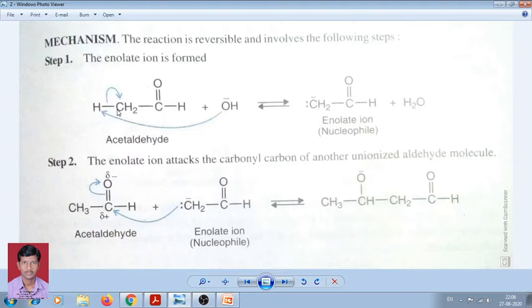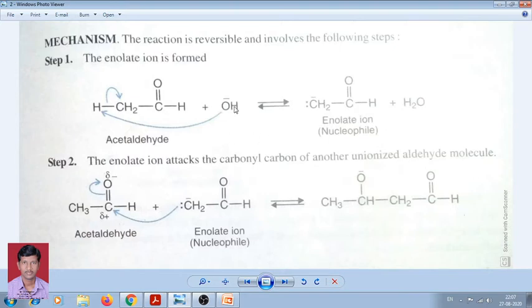After the loss of an H plus ion, the carbon becomes negative, and this carbon is stabilized through its resonating structure. The negative ion forms a double bond, the valency of the carbon atom increases, and C double bond O becomes O minus. Therefore the acidity of the alpha hydrogen atom on this alpha carbon is more.